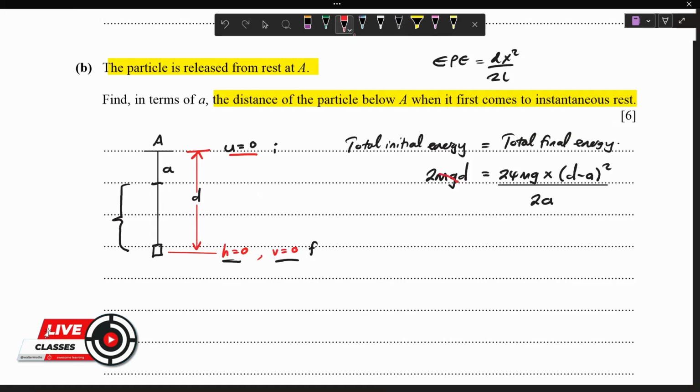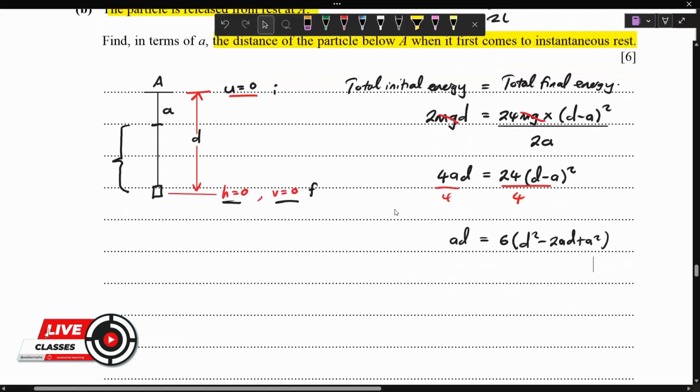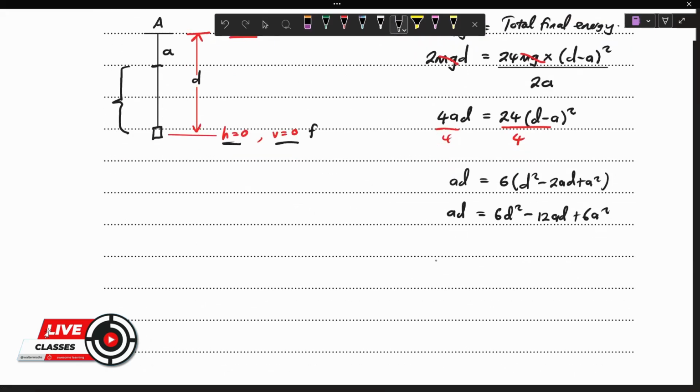We're going to divide both sides by mg and multiply both sides by 2a. So on the left side, you'll have 4ad, and that's equal to 24 times (d minus a) squared. From here, we can divide both sides by 4, can't we? Yes, we can. And we'll have ad being equal to 6 times (d minus a) squared. Now we can expand the bracket. That's d squared minus 2ad plus a squared. So ad is equal to 6d squared minus 12ad plus 6a squared. All right. And rearranging this, we'll have 6a squared minus 13ad plus 6d squared equal to 0.